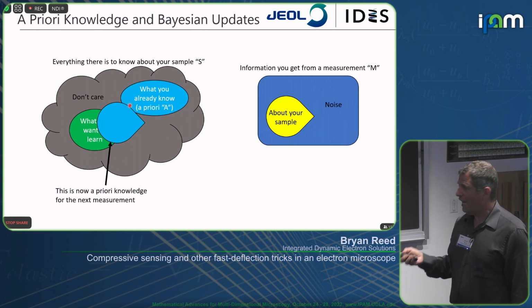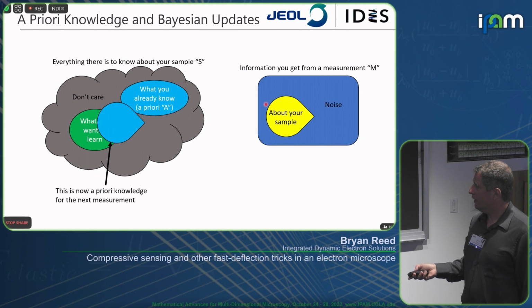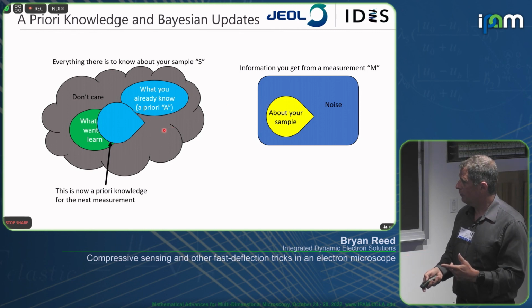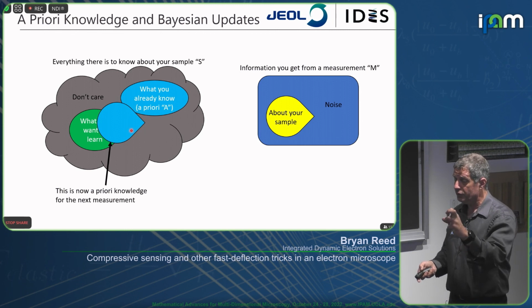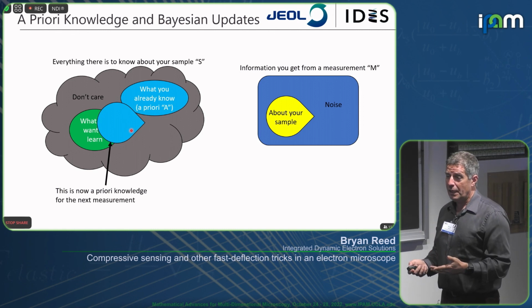So after you've done this measurement, this information that you've gained is now a priori knowledge for the next measurement. And ideally, you should redo this calculation, redesign your measurement, put the teardrop of the new measurement onto the stuff that you still don't know and want to know, and iterate. And that is what we call adaptive sampling.